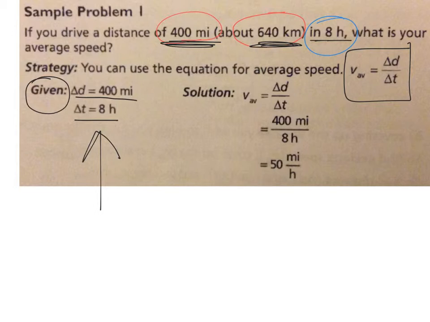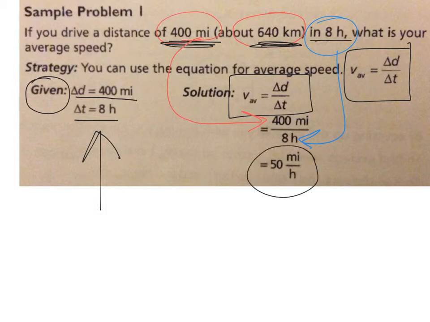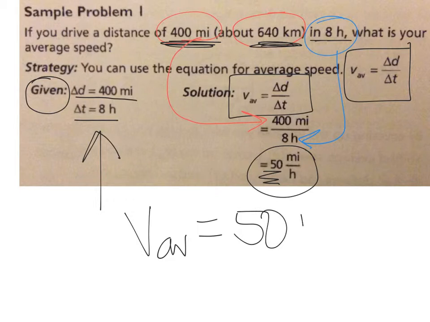Then you use your equation, write down the equation, and you plug in the information. So the 400-mile distance, plug in for D, and the 8 hours of time, plug in for T, and then you simply do the math to solve. 400 divided by 8 is equal to 50. So your average speed is equal to 50 miles per hour, or we can write that as mph.